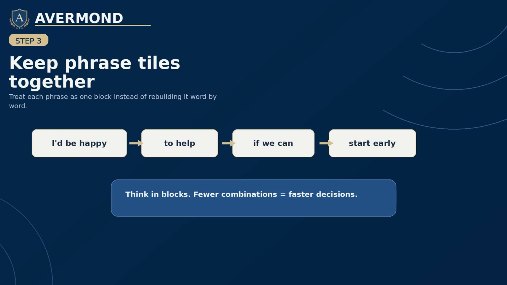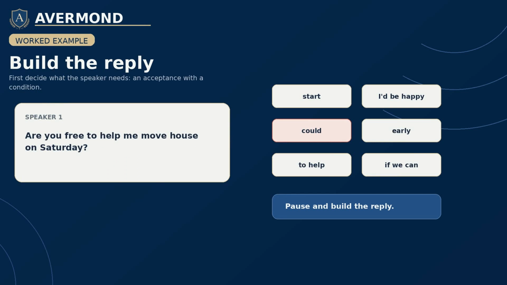This is much faster. This task becomes easier when you stop thinking of every tile as an individual word. A tile such as, I'd be happy, is already a grammatical unit. So is, if we can, or, as soon as possible. Do not mentally break these apart. Treat each phrase tile like a Lego block. Your job is to connect the blocks in an order that creates a natural sentence. This reduces the number of possibilities dramatically.